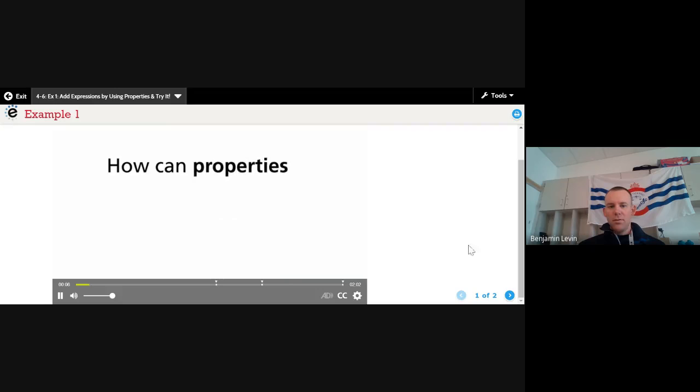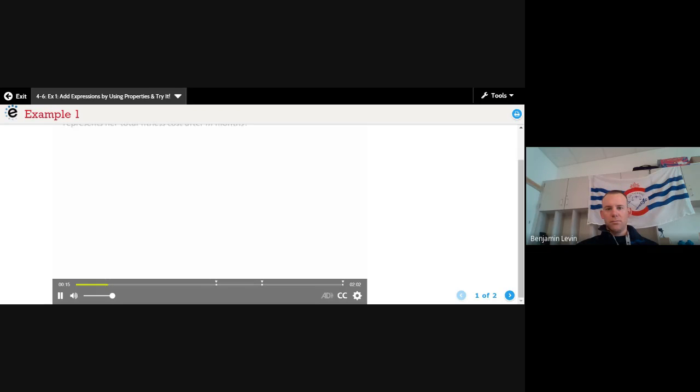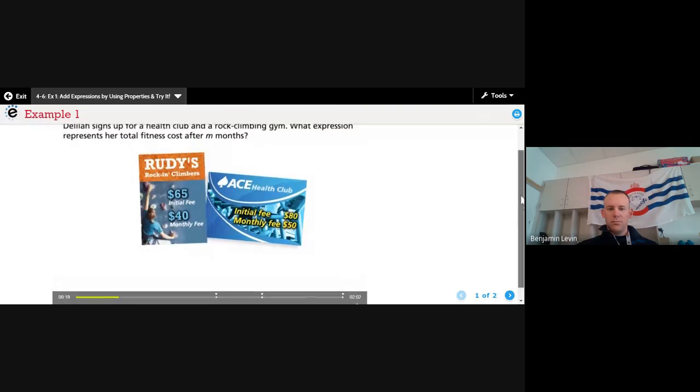How can properties of operations be used to add linear expressions? Think about this question during the lesson. Delilah signs up for a health club and a rock climbing gym. What expression represents her total fitness cost after M months? Here's a hint. Each bill can be represented with an expression.